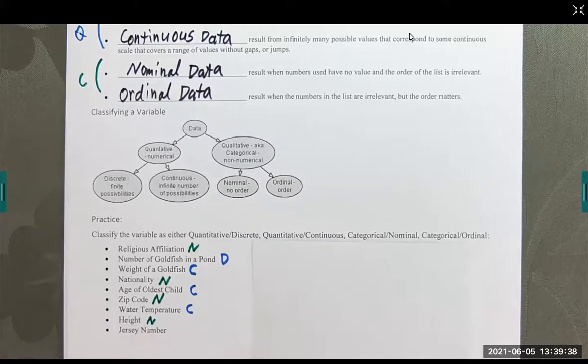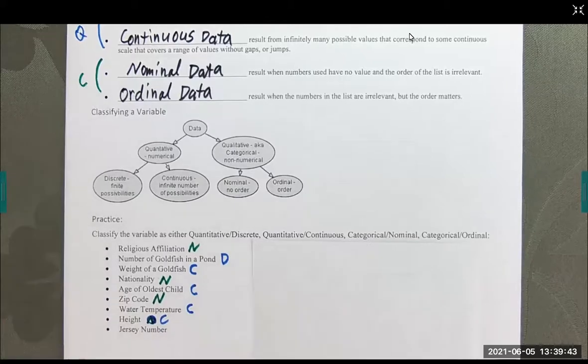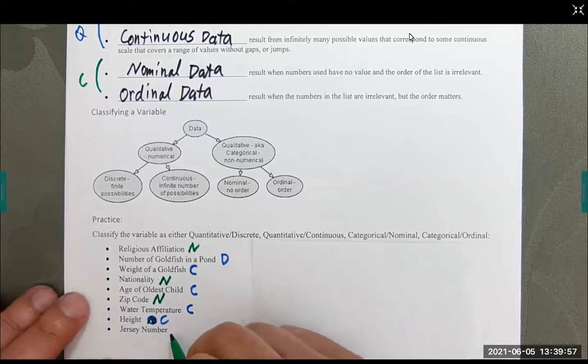It's not nominal, it's continuous, pardon me. Continuous. And jersey number, here's another one where we have numbers involved, but the numbers themselves are irrelevant. If my jersey number is 7 and someone else's is 12, that doesn't mean one's better than the other or has any categories like that at all. So this one, again, is nominal.